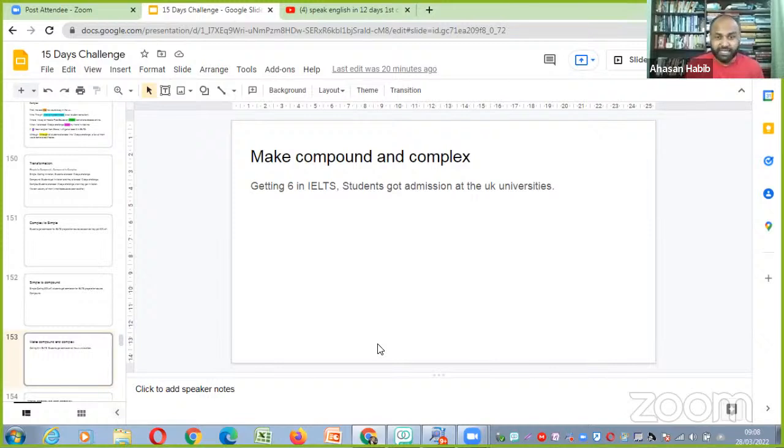Now I'm waiting for 2 more sentences. One is compound, the other one is complex. The simple sentence is: getting 6 in IELTS, students got admission at the UK university. So type in the chat box very quickly. Type in the chat box very quickly. Okay, thank you. Thank you, Farooq Azam. Thank you for responding.